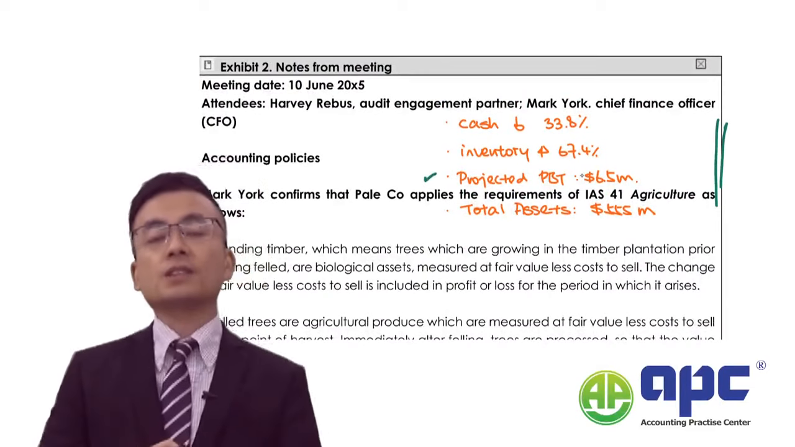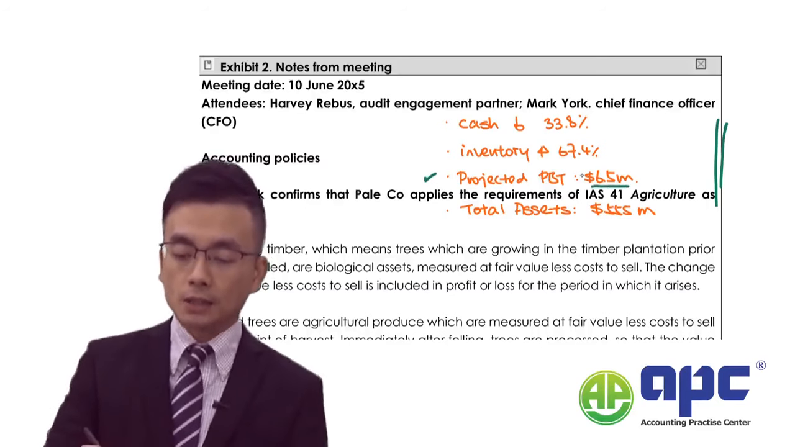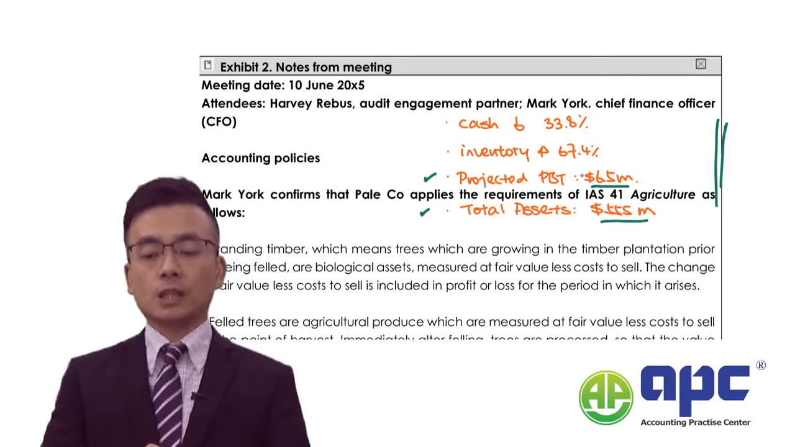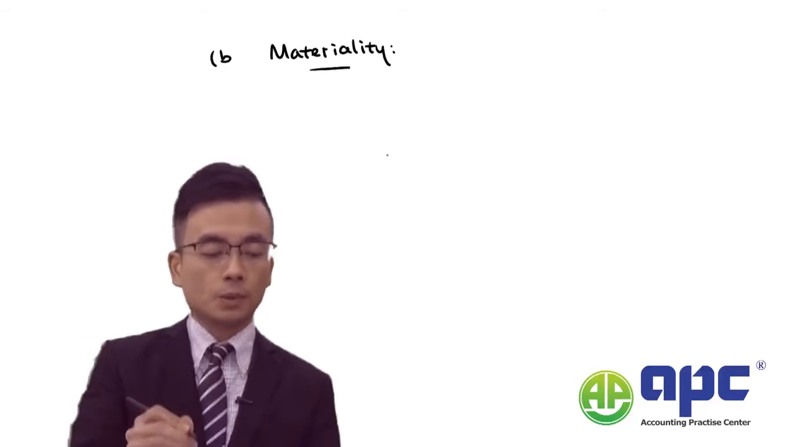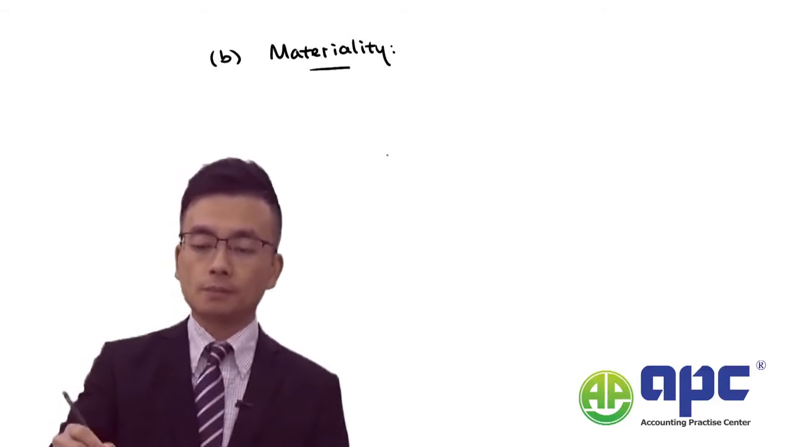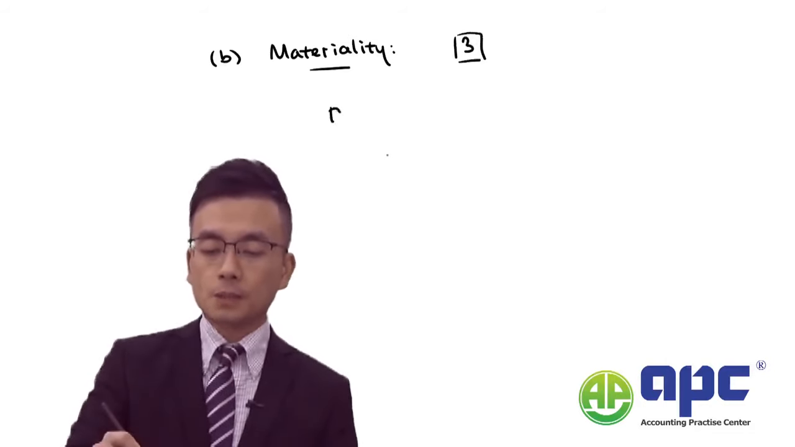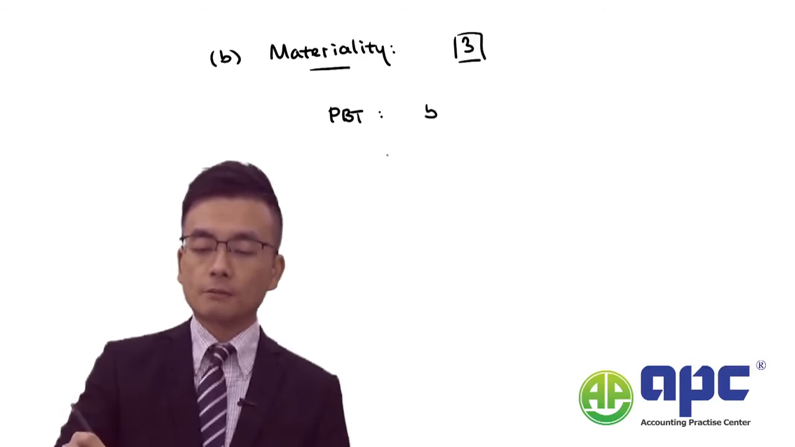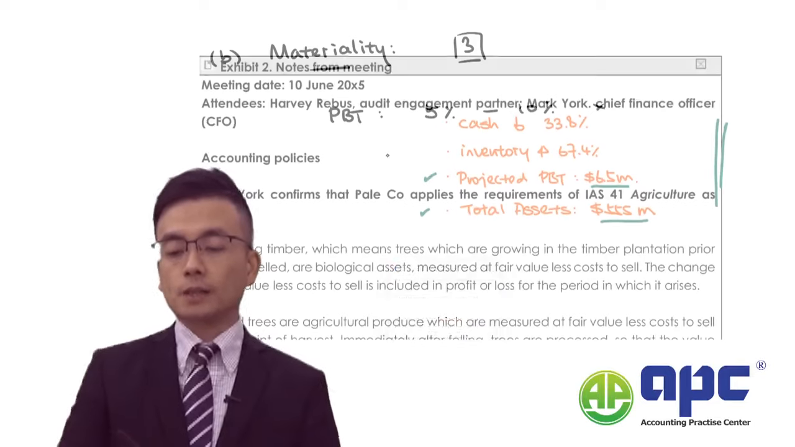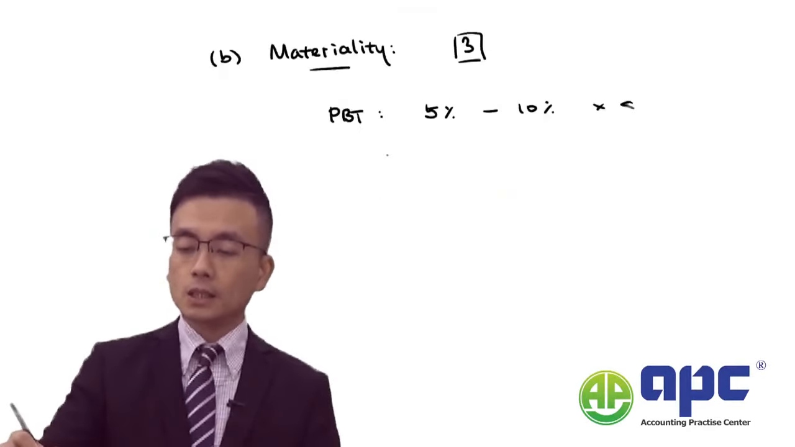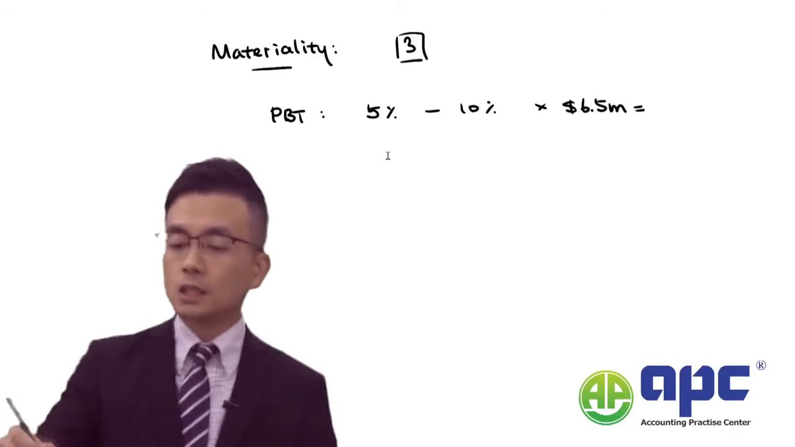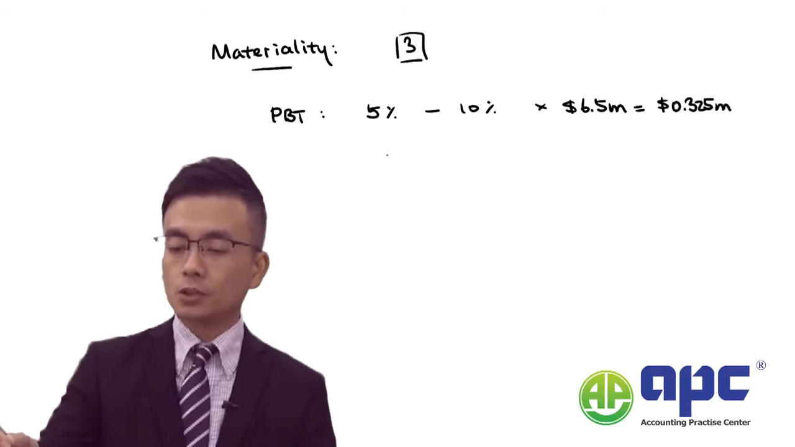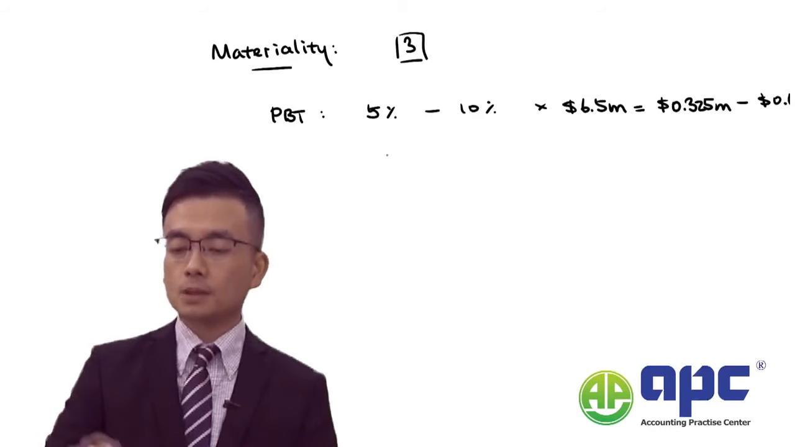If you can see here, you can add this information into your book. For example, the projected profit before tax is $6.5 million, and the total assets for the entire year are $555 million. So first of all, we need to calculate materiality at the start for part B. Very important, because that will constitute 3 marks here. First, for PBT, applying the range 5% to 10% times the projected PBT, profit before tax, of 6.5 million, 0.05 times 6.5 becomes 0.325 million to 0.65 million to be material.